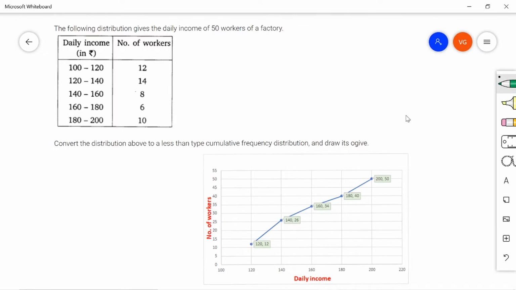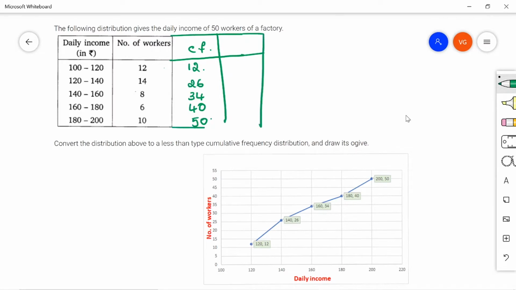So for that, first you have to write the cumulative frequency here. Write it down: 12, and then 14 plus 12 is 26, plus 8 is 34, plus 6 is 40, and 10 makes 50. So they are asking for the less than type ogive, the less than type cumulative frequency. If you convert this, the data will be daily income 100 to 120, which means less than 120. Next, 120 to 140. So this 26 belongs to the cumulative frequency that are less than 140. So less than 140 income, 26 employees, right?